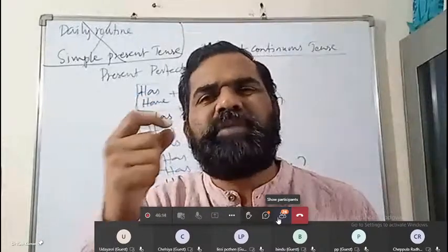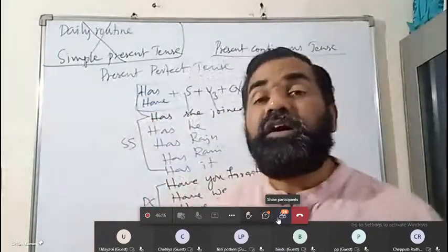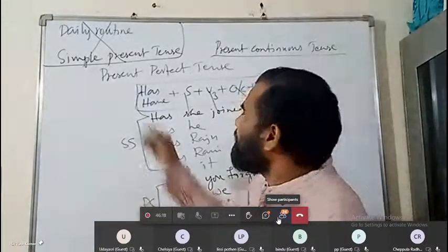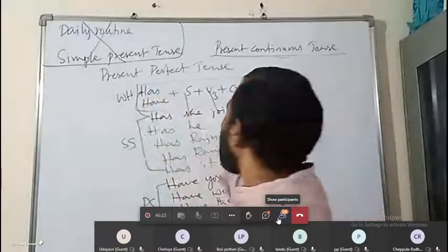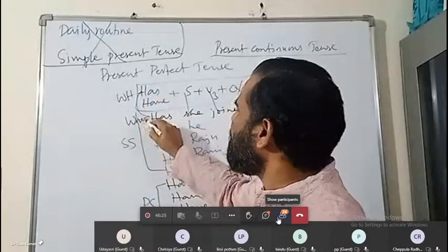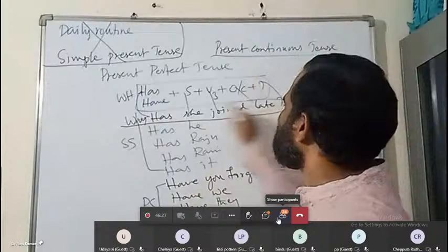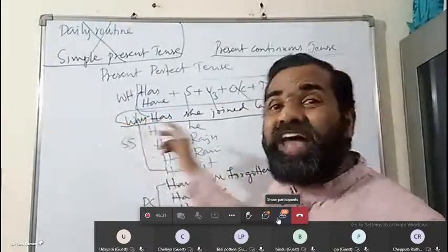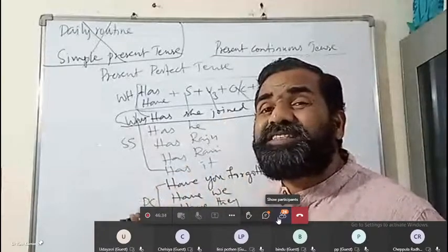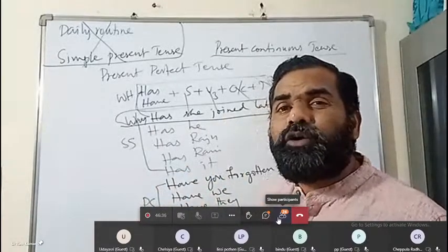To frame a WH question from a yes or no question, you just add WH here. Why has she joined late? See, you just add WH here. Why has she joined late? The remaining structure is same. Okay.